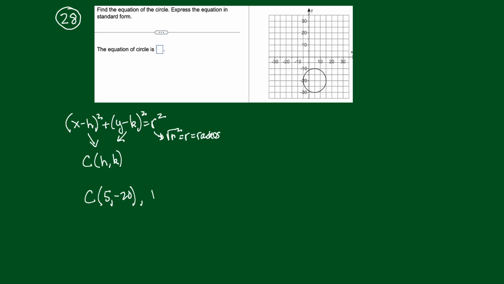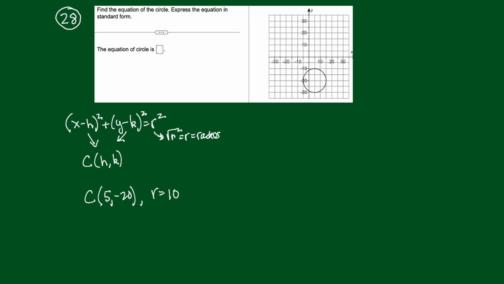And then what's the radius? Well, actually, we can just count it, right? They're in 5s, so what do we get? 5, 10. All right, so we're at 5, 10. So it looks like the radius is 10. The radius is 10 units.